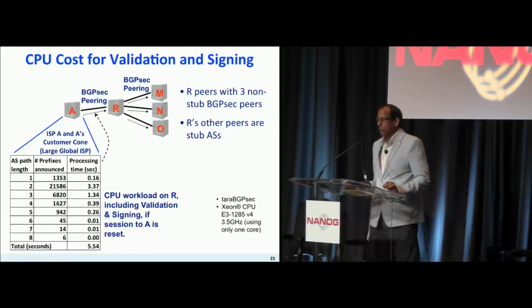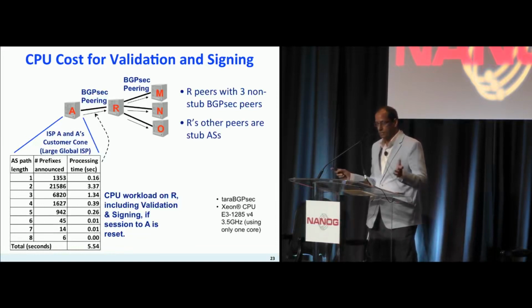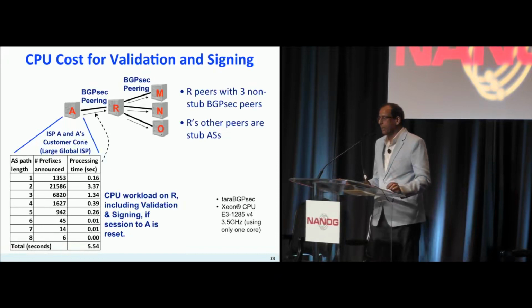This is a model for estimating the CPU cost for validation as well as signing. Once again, we focus on the router R in the middle. It peers with AS A, which has the 32,000 prefix customer cone. R also peers with M, N, and O and does BGPsec peering with them. And R may have multiple other peers, which could be stubs and not doing BGPsec. So that doesn't come into the picture here.